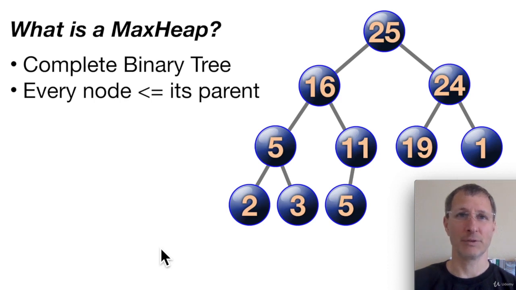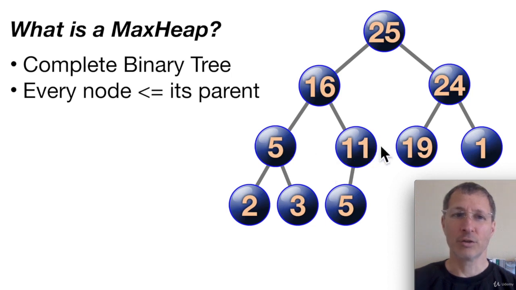And I know we haven't covered trees yet. That's going to be covered in section 5. But bear with me, I think you're going to figure this out pretty easily. So, the one condition of a max heap is that every node is less than or equal to its parent. That's the key. So you'll see that 25 is the parent of 16 and 24, right? 25 has a left child and a right child, and it's greater than or equal to both of those. And then 16 is greater than or equal to both of its left and right children, and so on.